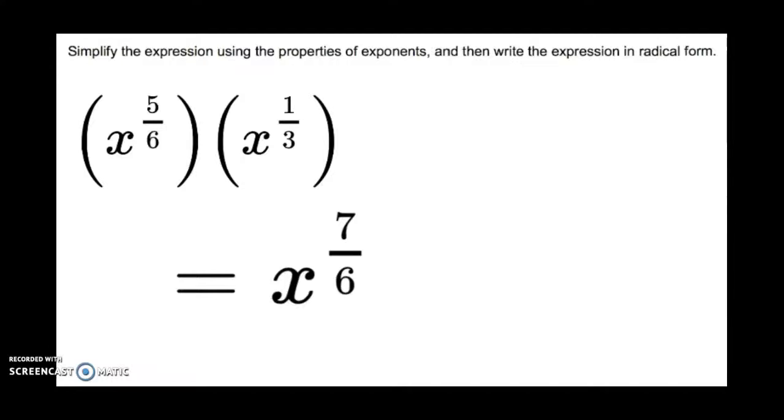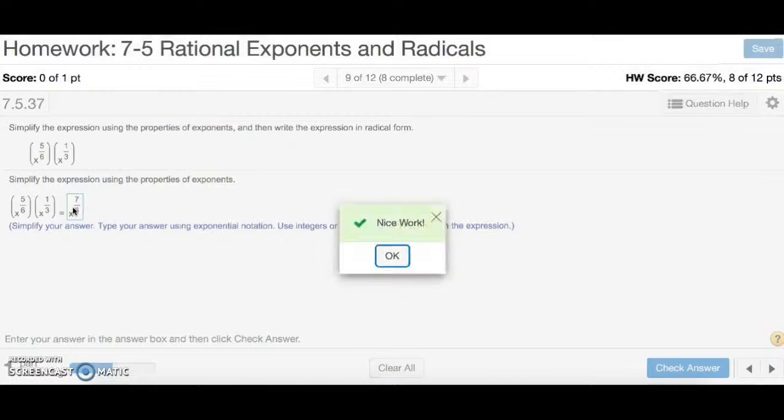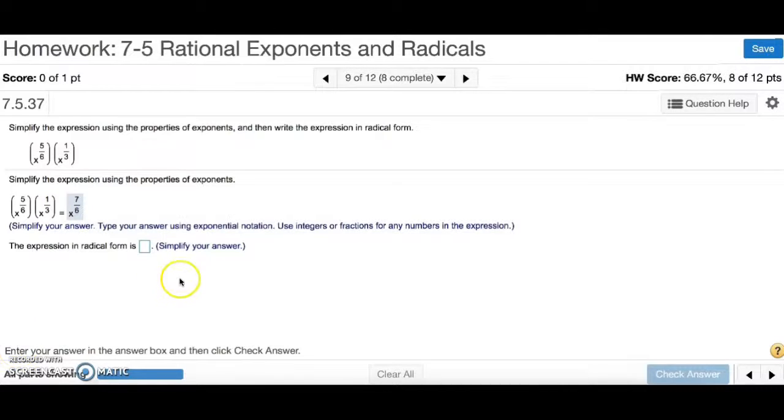It says exponential notation first, so let's type that in. So let's type in x to the 7 over 6. Okay, first part's correct. Now I want you to write it in radical form. So let's go back and rewrite this in radical form.